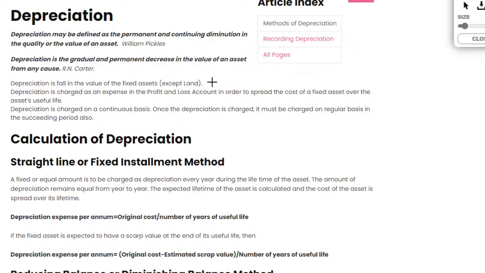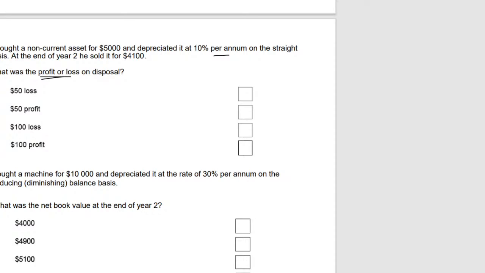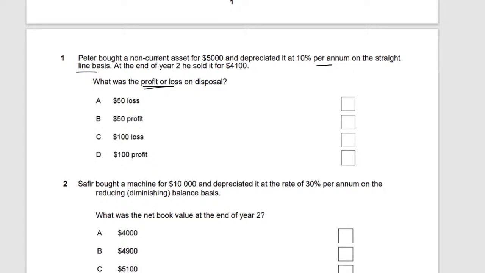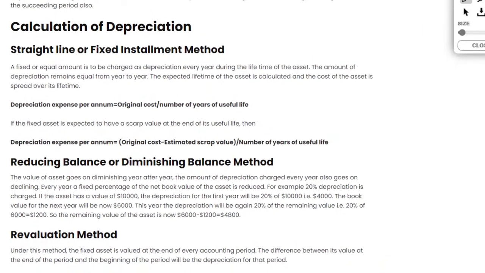I'm going to get the pen tool out so I can explain. First of all, it says depreciation may be defined as a permanent and continuing diminution in the quality or the value of an asset. Now, we're just going to go straight to the question. Let me show you the question. It says that it has been depreciated per annum on the straight line basis. So when it says the straight line basis, we have something to do.